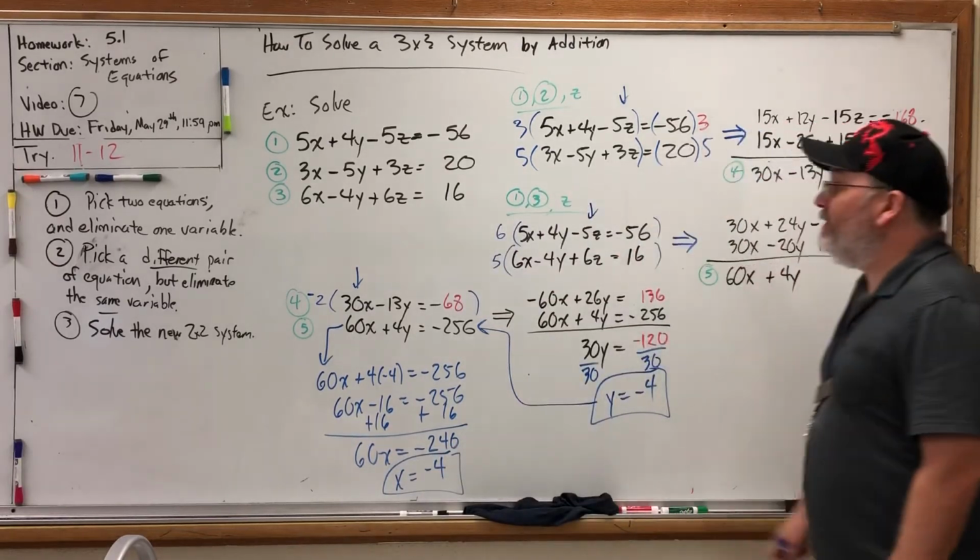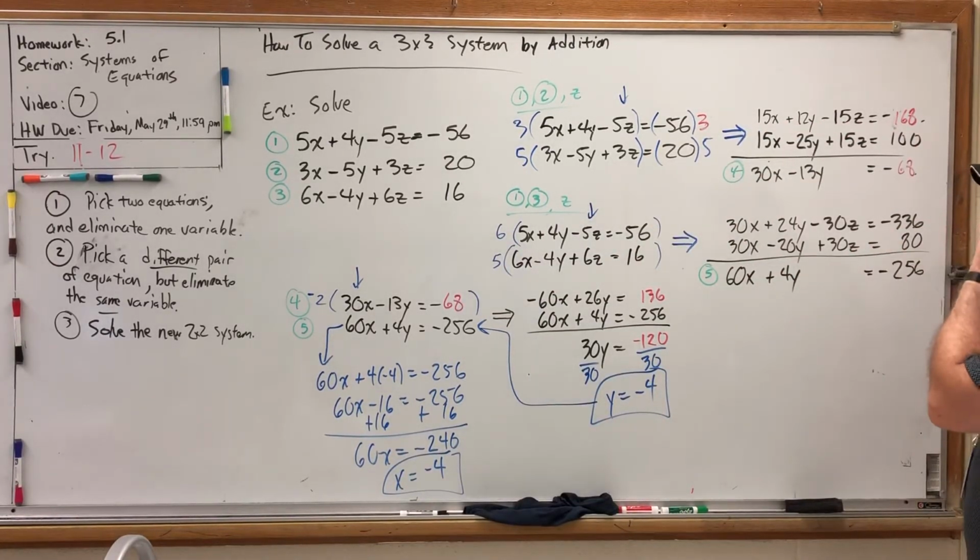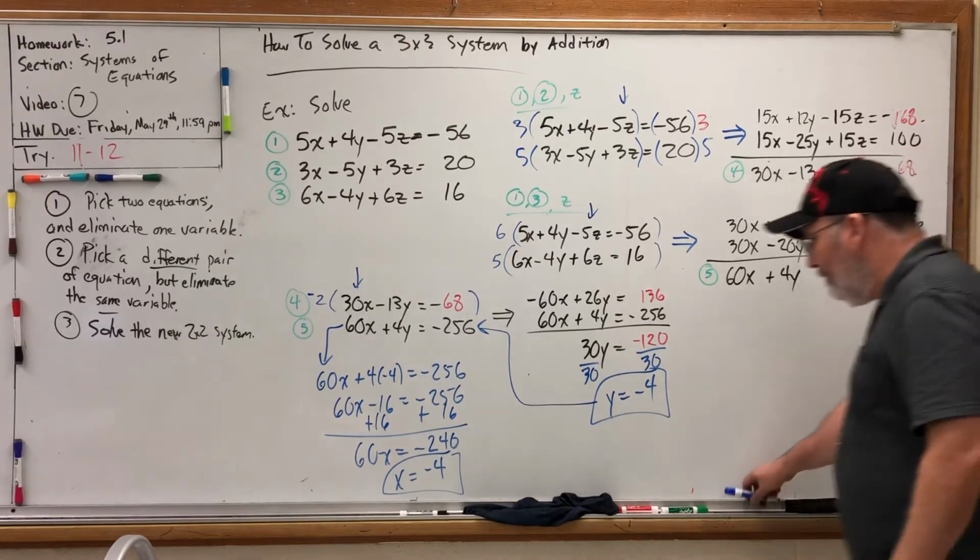So x and y are both negative 4. That'd be crazy if z was also negative 4.